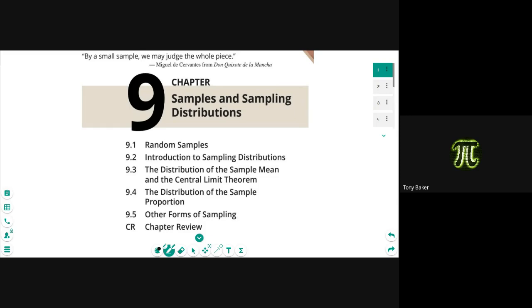All right. So we're going to move into chapter 9. Chapter 9 actually really expands on the stuff that we were looking at in chapter 8. So it's not going to be very much different. We're just going to look at a different way of looking at sampling. So the first thing we need to understand is what is a sample and how do we work with it?